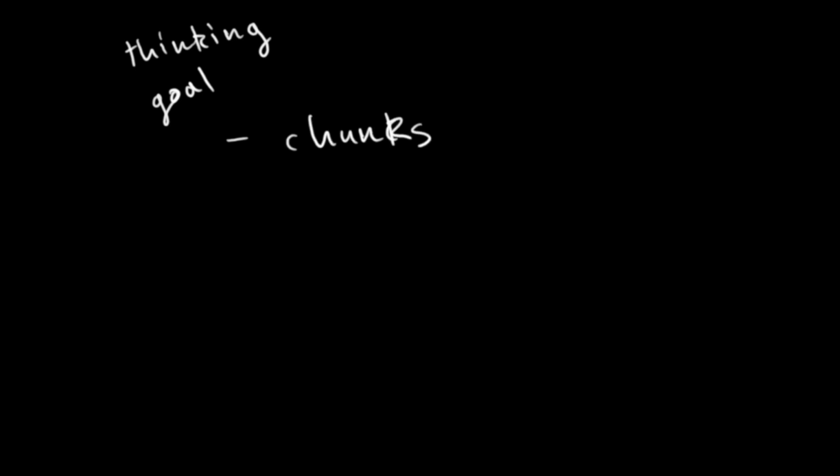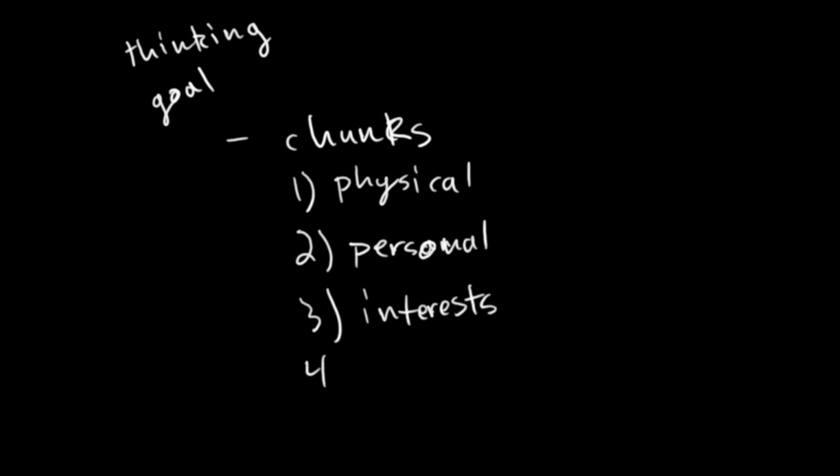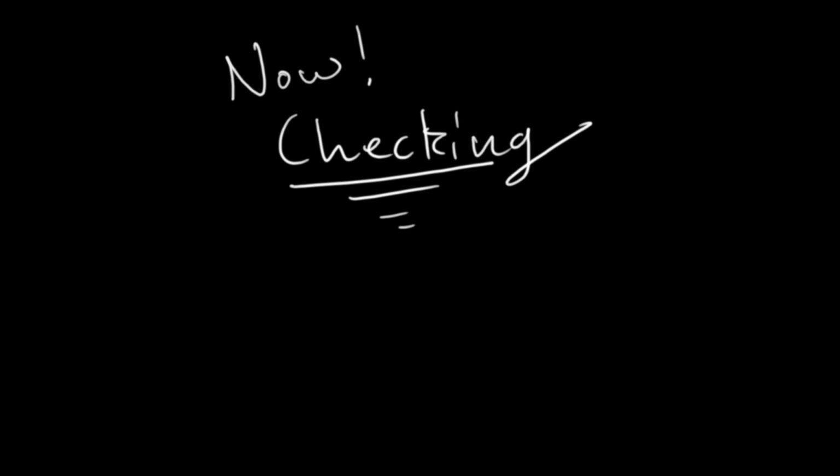This thinking goal is broken up into chunks, and the thoughts are checked in order of importance. For example, the AI will check its physical needs, and if it has to deal with a physical need, then it will pick a goal for that. But if it doesn't have a pressing physical need, then it will go on to checking its personal needs.